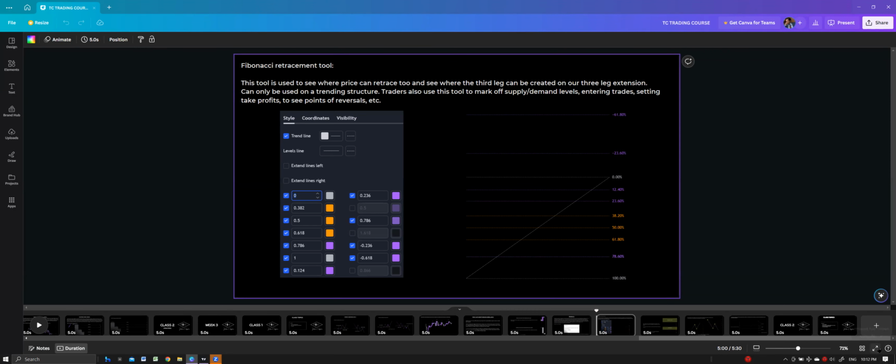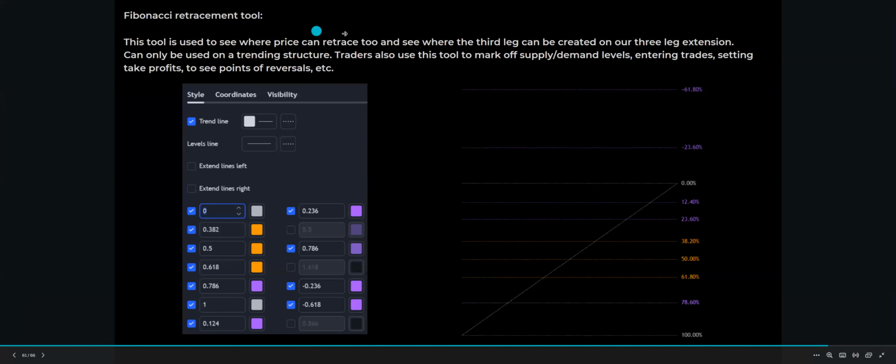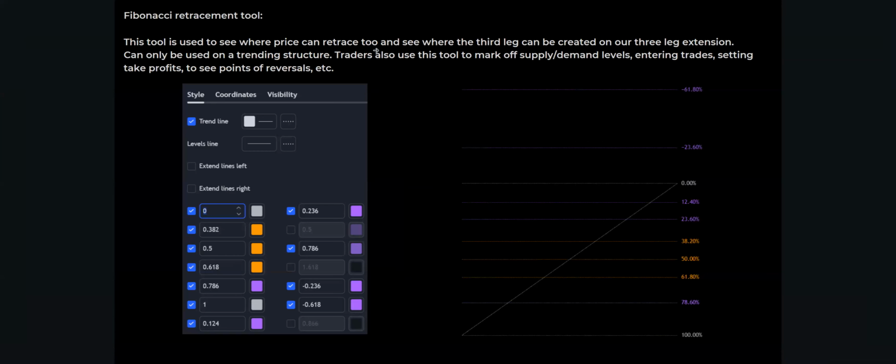The Fibonacci retracement tool measures for us as traders where price can potentially retrace to, and where the third leg can be created on our 3-leg extension, right? It can only be used on a trending structure, something to keep an eye on. The Fibonacci tool cannot be used in a consolidation. It can only be used in a bullish or a bearish trend.